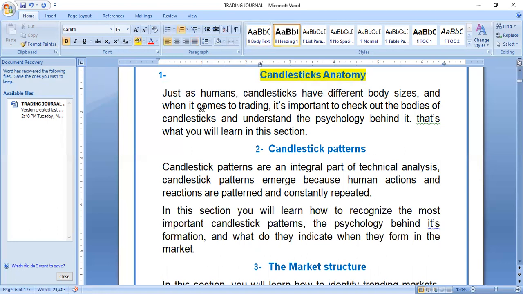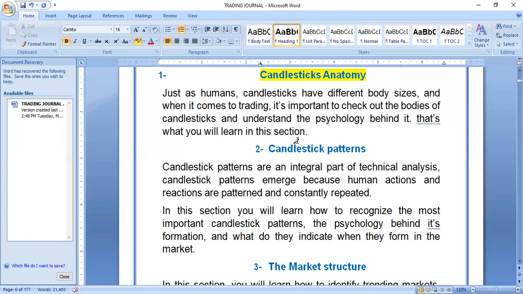Candlestick anatomy: just as humans, candlesticks have different body sizes. When it comes to trading, it's important to check the bodies of candlesticks and understand the psychology behind each. In trading, there are many ways that you can interpret a chart. You can use candlesticks, bar charts, or the line chart, but what has been commonly used in this market is the candlestick.